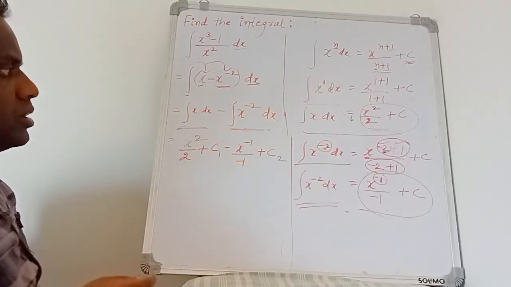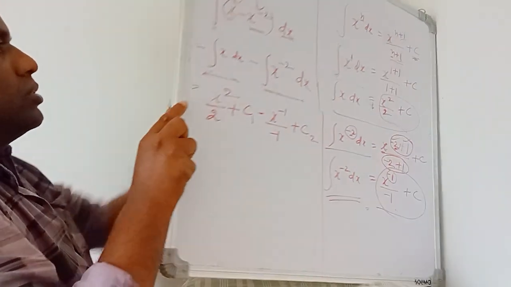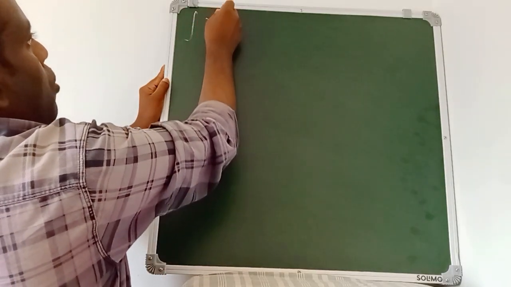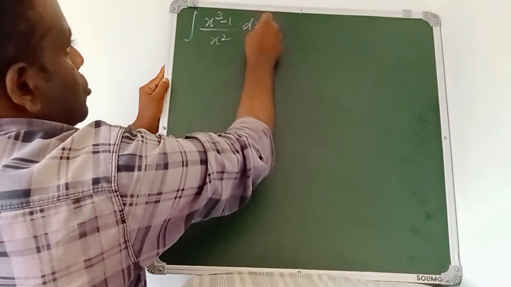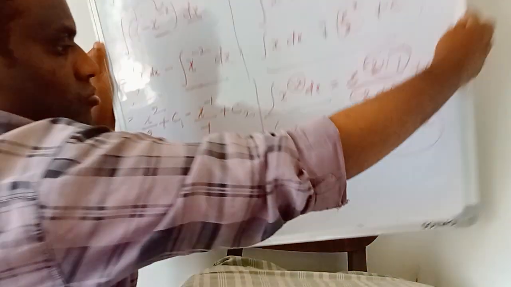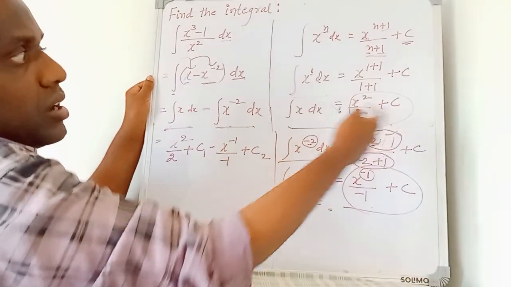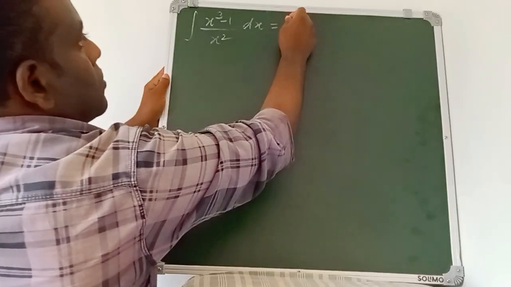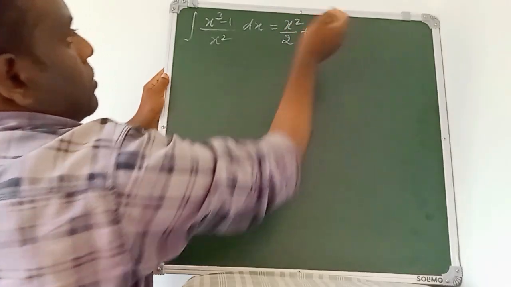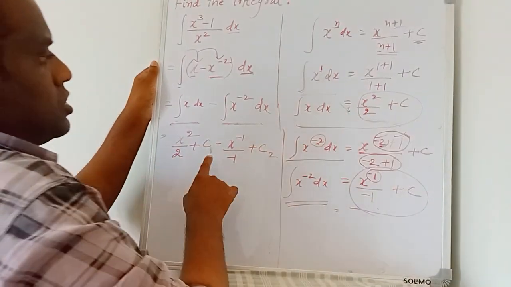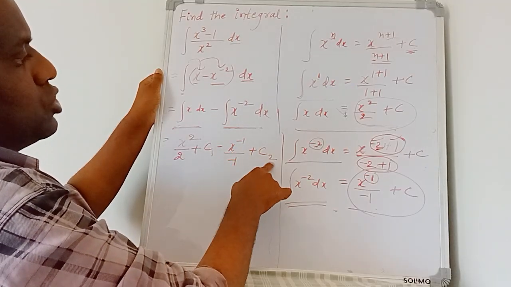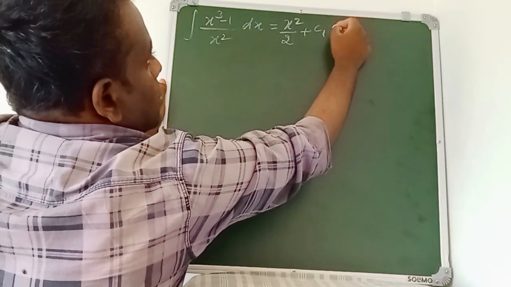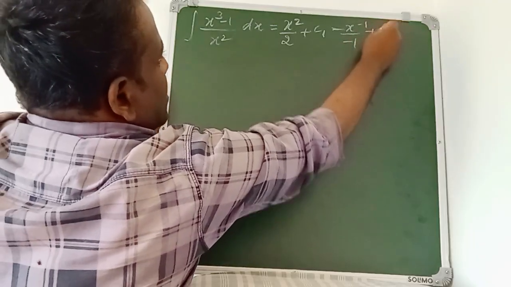Next, I will write on the back side of the board. So we got the integral of x cube minus 1 by x square dx is equal to this. We got x square by 2 plus c1, next, minus x to the power of minus 1 by minus 1 plus c2. This I am going to write.